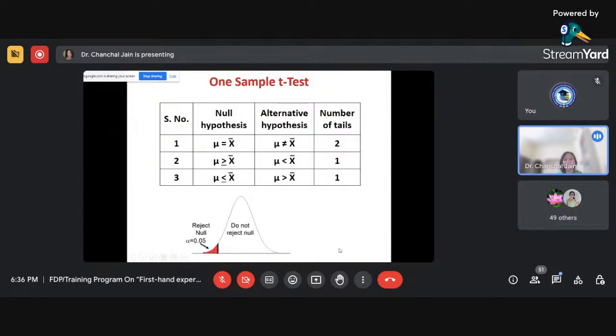Similarly, for the one-tailed test, if I'm talking about the left-tailed test, the rejection region will fall at the left tail, and the remaining will become the acceptance region of your null hypothesis. Similarly, in case of a right-tailed test, the rejection region will fall at the right tail, and the remaining will become the acceptance region of your null hypothesis.